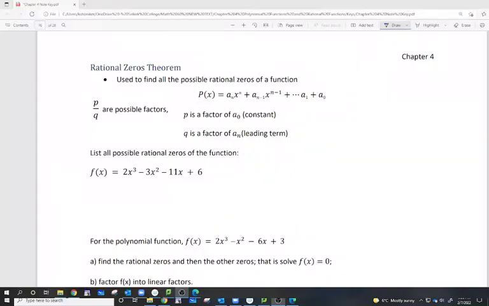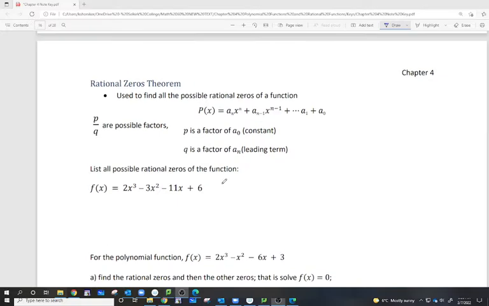Okay, part two of 4.4. We are going to go the way that we went in 4.3. Instead of going from zeros back to polynomial functions, we're going to go from polynomial functions to zeros. And before we can do that, there's one more thing that I have to teach you.